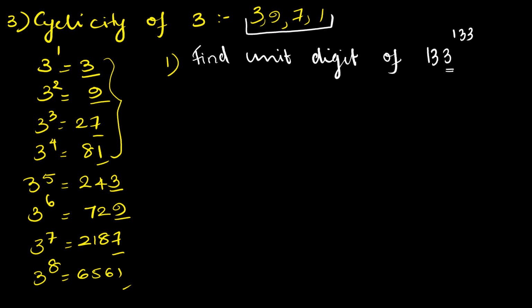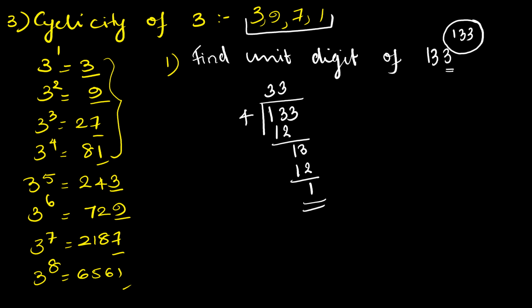Therefore, as in the previous case, divide the power by 4. 133 divided by 4. 3 4s are 12, again 3 4s are 12. The remainder would be 1. Now the next step is to replace this 133 by this remainder. So this is 3 raised to 1. What is the unit digit of 3 raised to 1? This is 3. Therefore the unit digit of 133 raised to 133 will be equal to 3. This is the final answer.